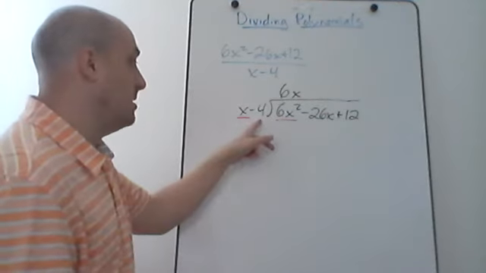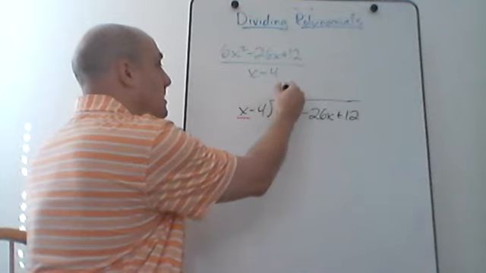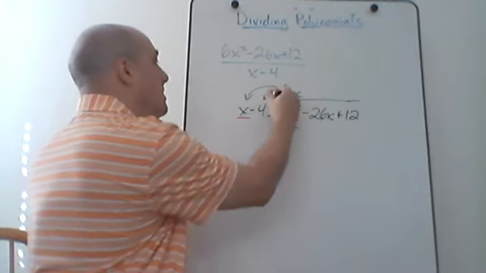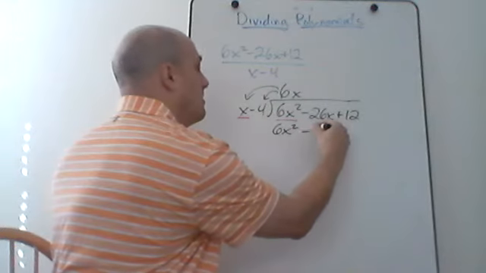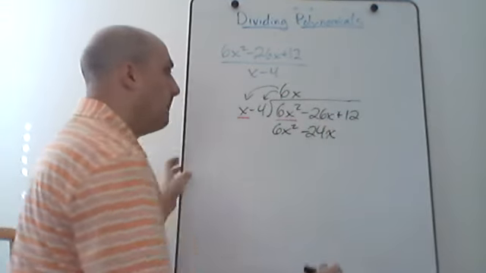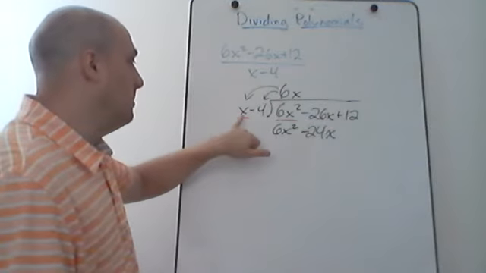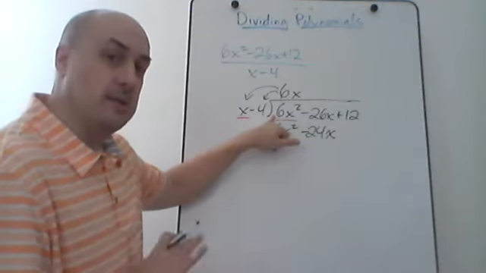Now here's where that minus 4 comes in. So I do the 6x times the x, which is going to give me 6x squared, and I do 6x times the minus 4, which gives me minus 24x. All right, so when you're figuring out what number to put up here, you only deal with the first term here and the first term here. That's all you look at.